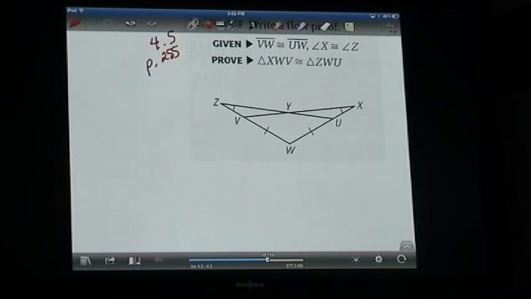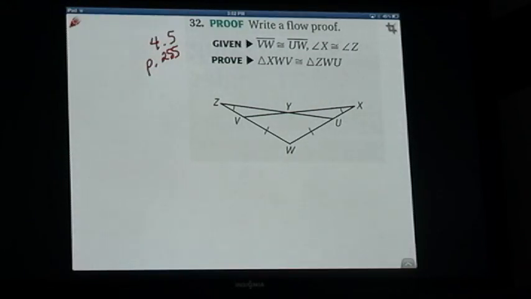Okay, we want to start by marking the things that we know, which are already marked. VW is congruent to UW. Angle X is congruent to angle Z. Now again, it would be helpful for us to separate these two triangles, which look kind of like this. And we know that this is congruent and this is congruent.